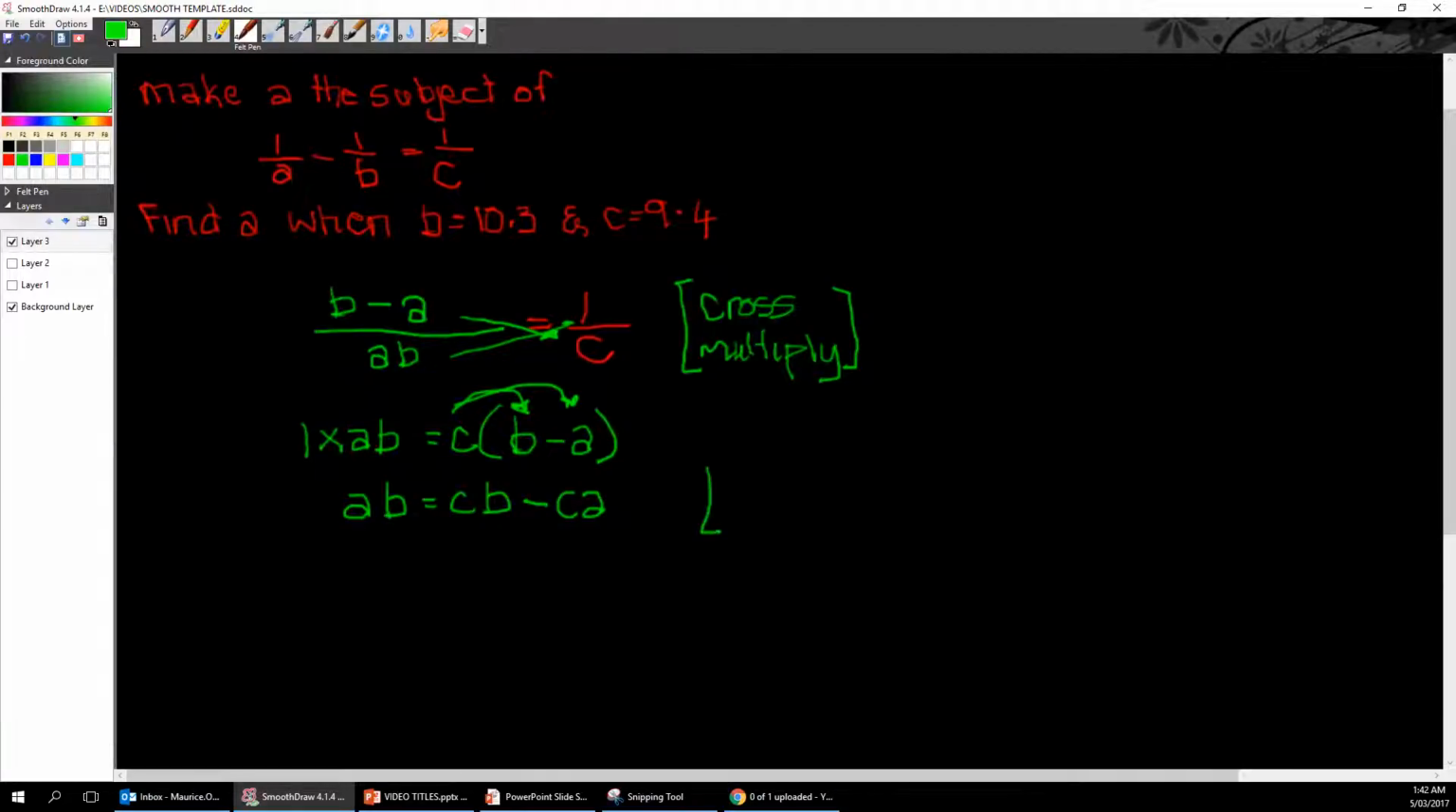Now what we want to do is to get all of our A's on one side, and to do that I'm going to add CA to both sides. I'm going to have to go with a different colour. I'm going to go with yellow here, and then I'll bring it all back to red. So this is yellow.